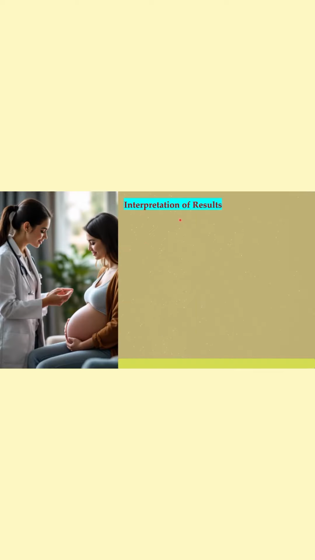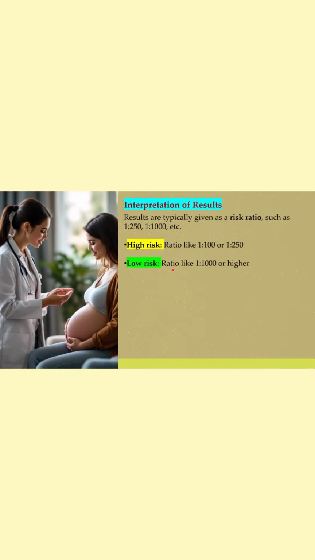Now coming to the interpretation of results of dual marker test. Results of this test are given as a risk ratio like 1 is to 250 or 1 is to 1000 etc. And how we interpret: high risk or positive screening is given if the ratio is like 1 is to 100 or 1 is to 250, while low risk are the ratios which are more than 1 is to 1000.